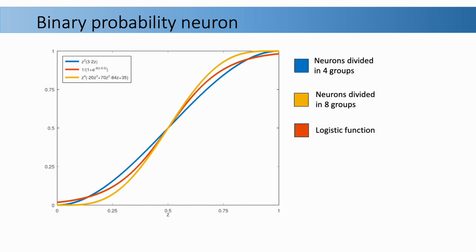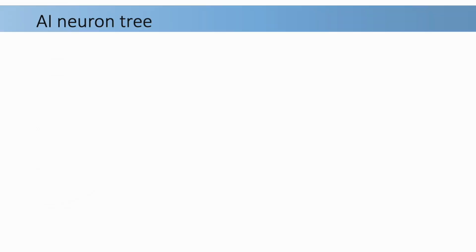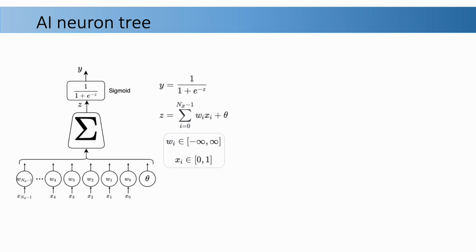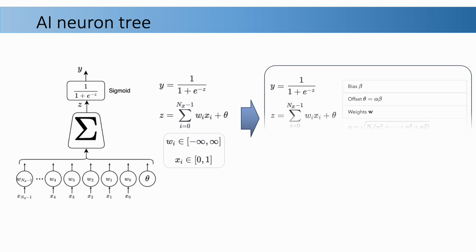Here it shows the comparison with the logistic function. For simplicity, the logistic function will be used. This is the neural tree model. However, as we discussed in the previous section, the sigmoid function receives the average output of the cells. We can break down the equation into the following equations.